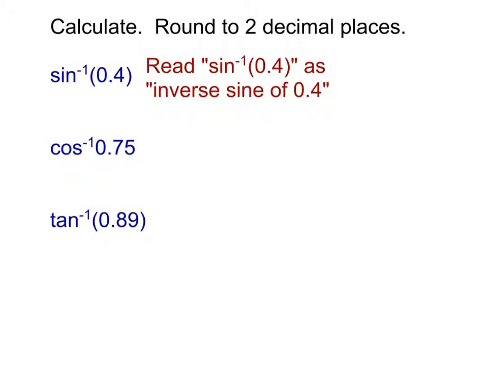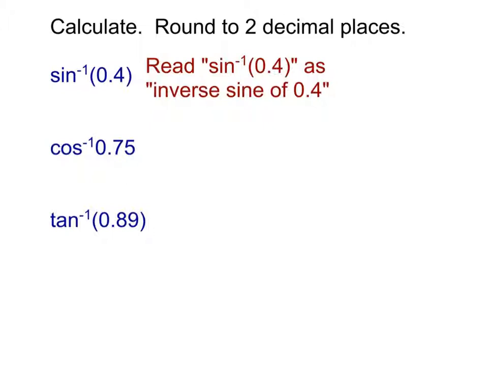It has to do with this concept of inverse functions, which comes up a lot in Algebra 2. But you write something as to the power of -1, and what you're actually doing is saying it's the inverse operation, the inverse function of that. So we're going to be doing inverse sine of 0.4.